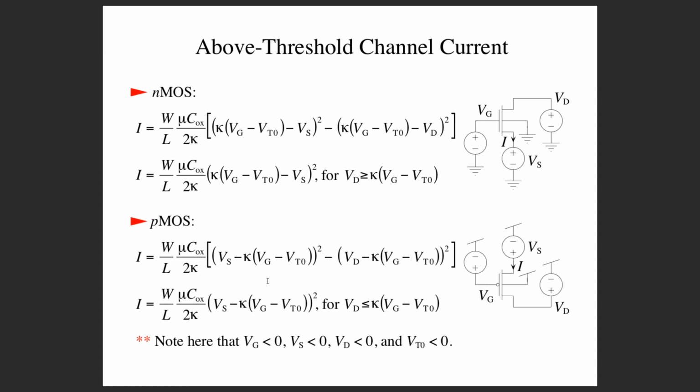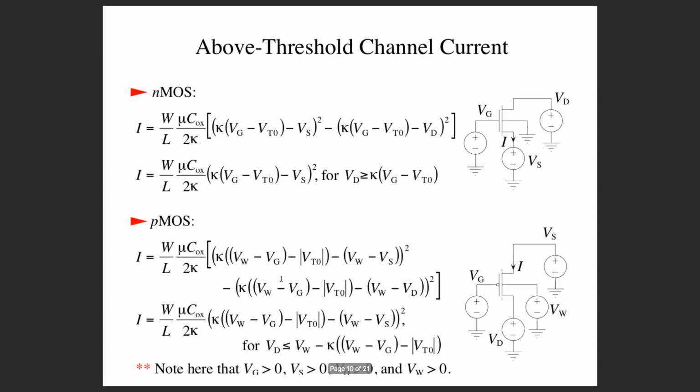For the PMOS, if we were instead to express the model in terms of gate, source, and drain voltages up from ground with some particular well voltage or bulk voltage, we'd have something that looks more like this, where every place up here in the NMOS expression we have a VG, we would put in the well voltage minus the gate voltage. Vs, we put in the well voltage minus the source voltage, and for Vd we put in the well voltage minus the drain voltage.